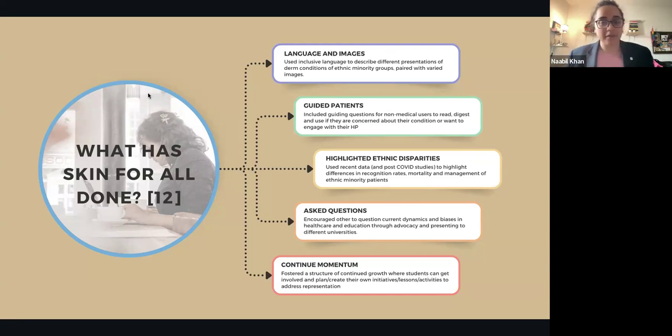And finally, continuing the momentum. Like I said, we're not starting from scratch. This isn't a topic that is fresh in the works. It's not only just been introduced a couple of years ago. It's been around for ages. The movement has been around for ages, especially amongst the student populations. So this is just a way for me to continue the momentum of fostering continuous growth where students can get involved in initiatives that include racial representation, and then hopefully create their own initiatives and lessons.